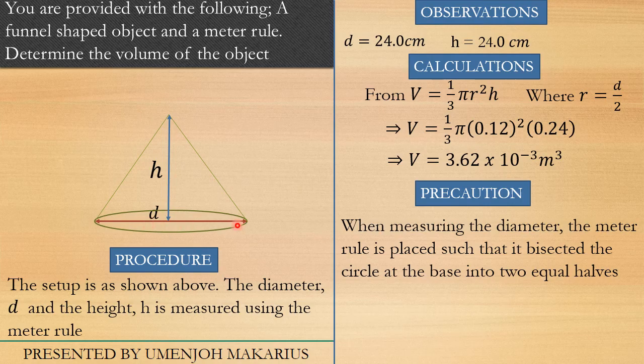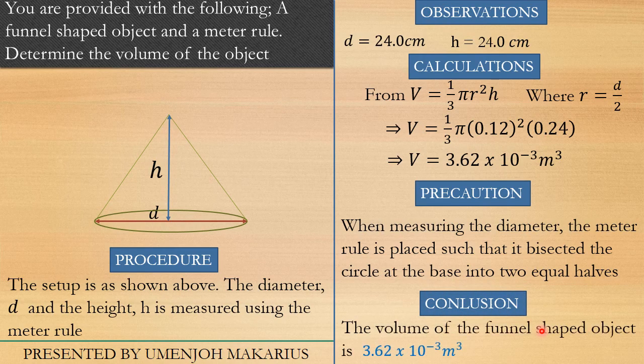But there's a situation in which you're going to put your ruler, but it will not bisect exactly. It will not bisect this circle into two equal halves. So we are trying to take care of that condition to make sure that when putting the ruler here, it should bisect the circle into two equal halves, so that we are sure that the value we get is the diameter of the circle. Good. Then now our conclusion is simply going to be the value of the volume that we have.